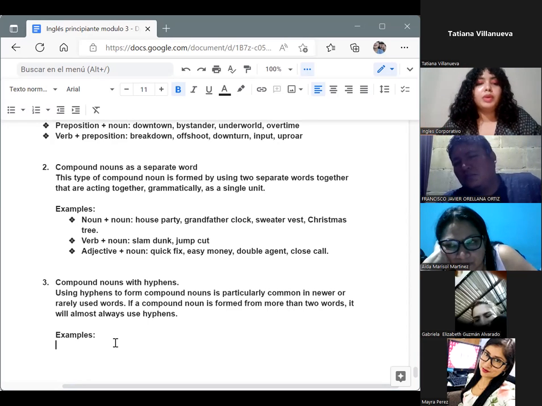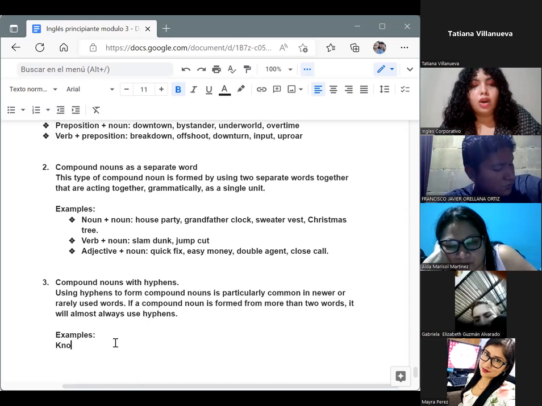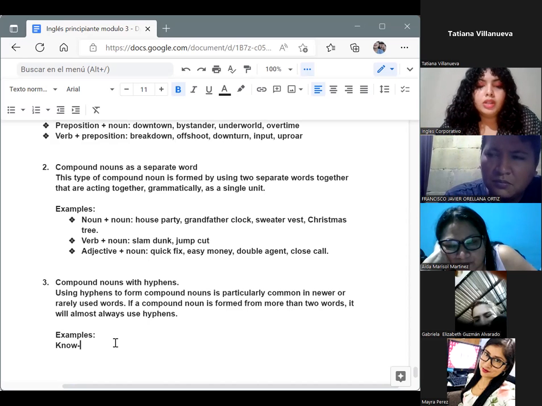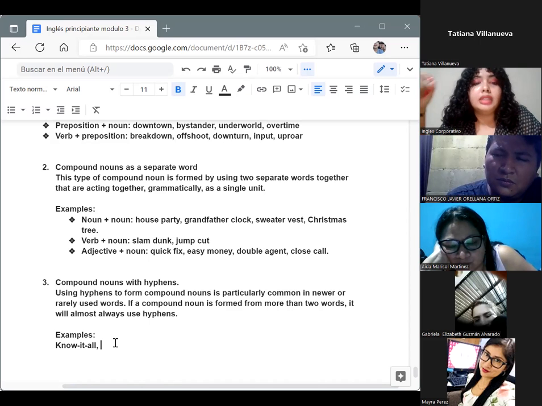So for this one, we have different examples and we have this one that is know-it-all. Know-it-all. En este caso se tiene que escribir los guiones, y cuando lo estemos utilizando de forma escrita, lo tenemos que escribir así para referirnos al que lo sabe todo.